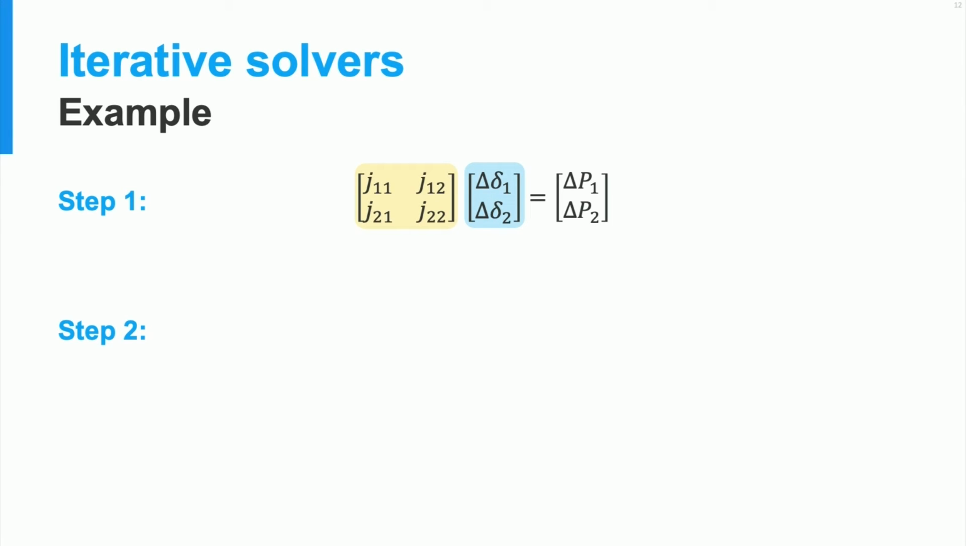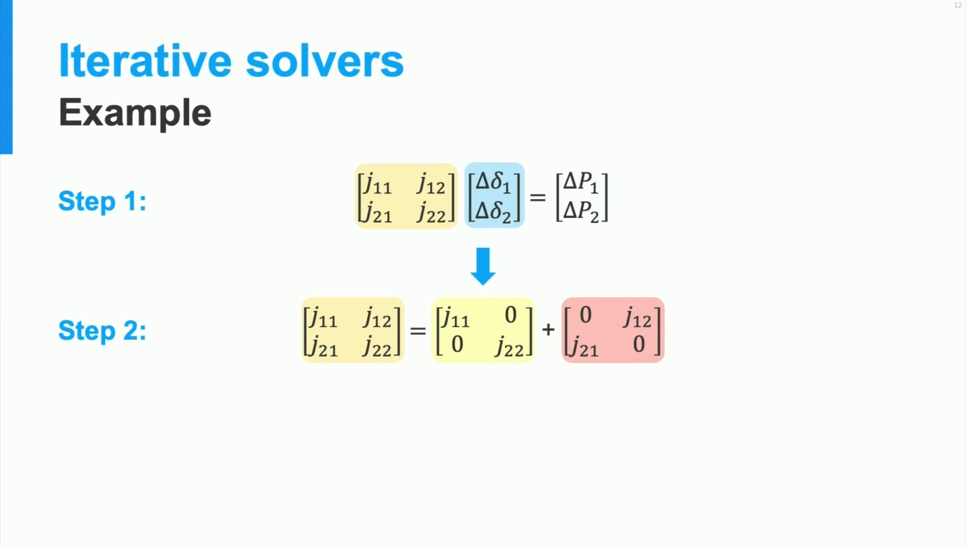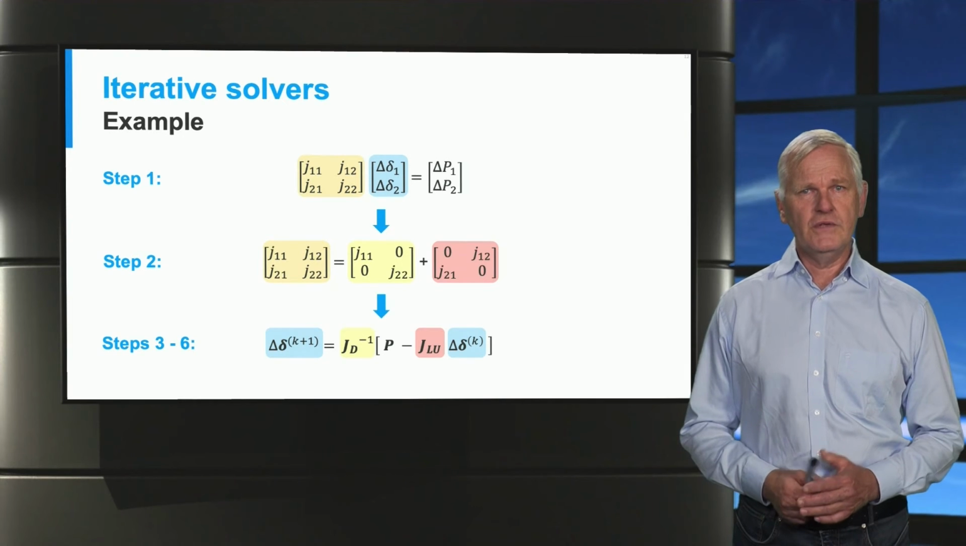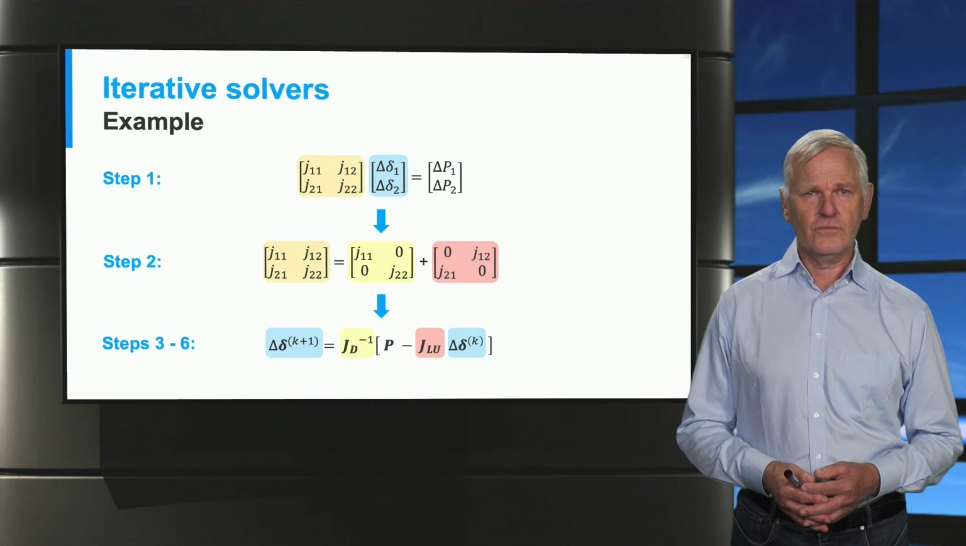In step 2, we take the Jacobian matrix and decompose it. Then we perform steps 3 to 6. We compute delta using this equation and repeat this process until the error is small enough.